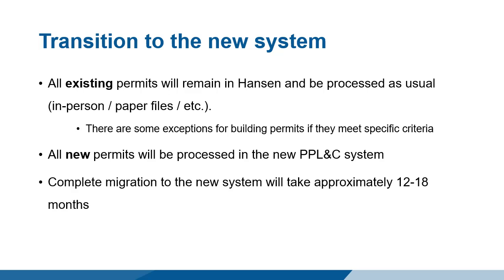A commonly asked question is, what's happening to the current permitting system, Hansen? The short answer is, Hansen will eventually be sunsetted and replaced by the PPL&C system. All permits currently in progress will remain in Hansen until complete. For these permits, you will continue to interact with P&D as you do today. Building permits that will not be complete before September 2021 will be moved by us to the new system. All new permits submitted after Go Live will be submitted and processed in the new system.